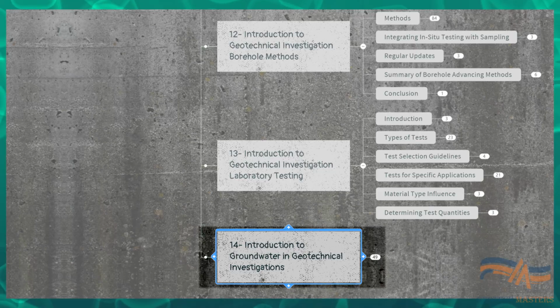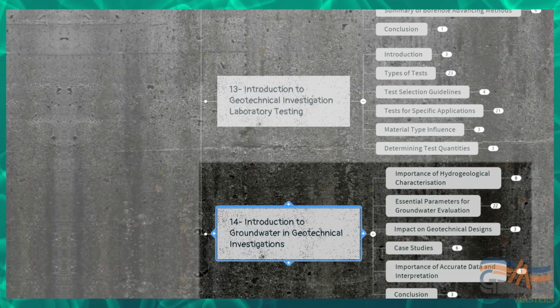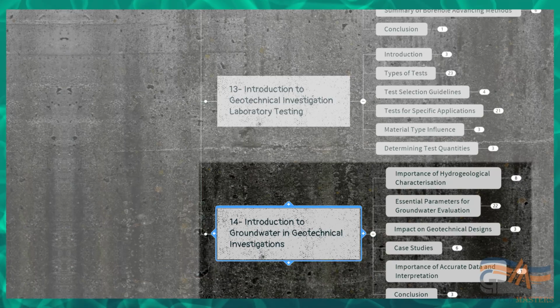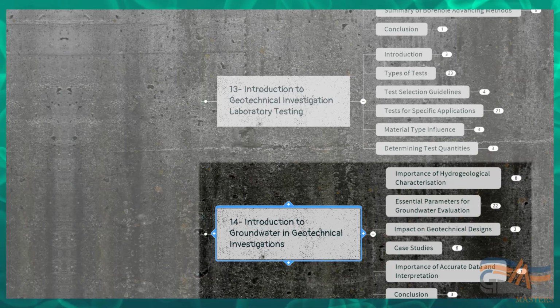Finally, our last session, Episode 14, Introduction to Groundwater, addressed the critical role of groundwater in geotechnical analysis and design, and the essential parameters we need to evaluate for a comprehensive hydrogeological characterization, including geology, aquifer-aquitard characteristics, groundwater levels, and flow direction and gradient.